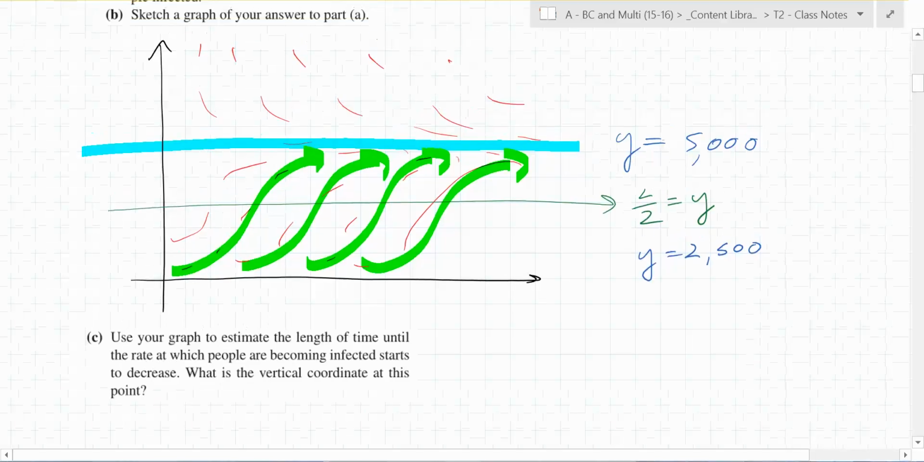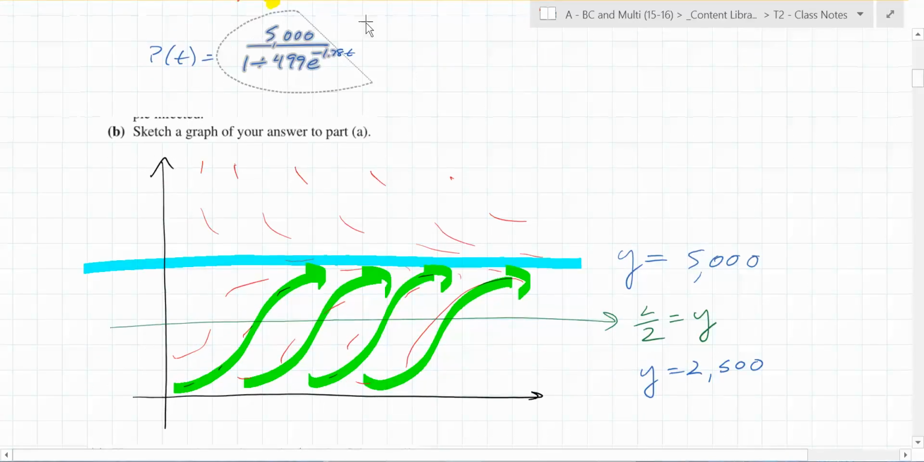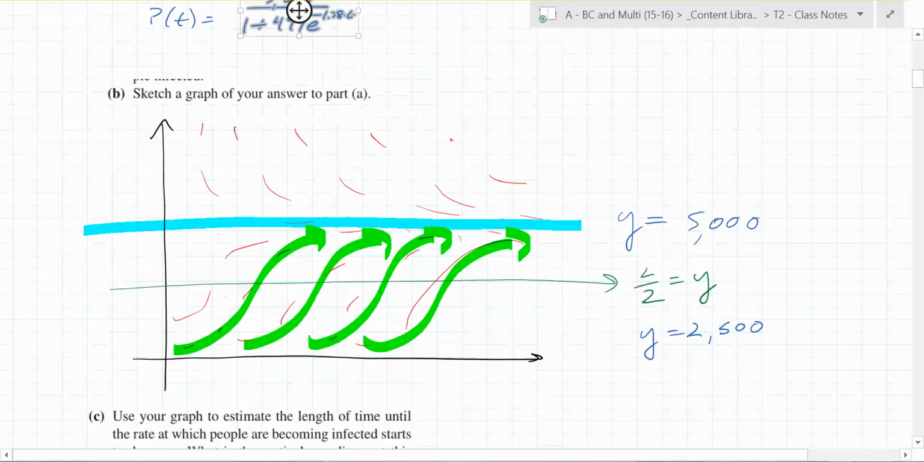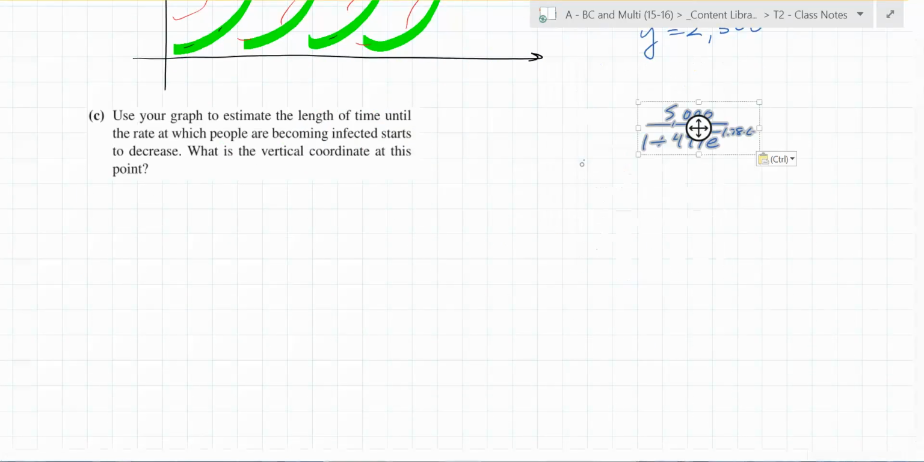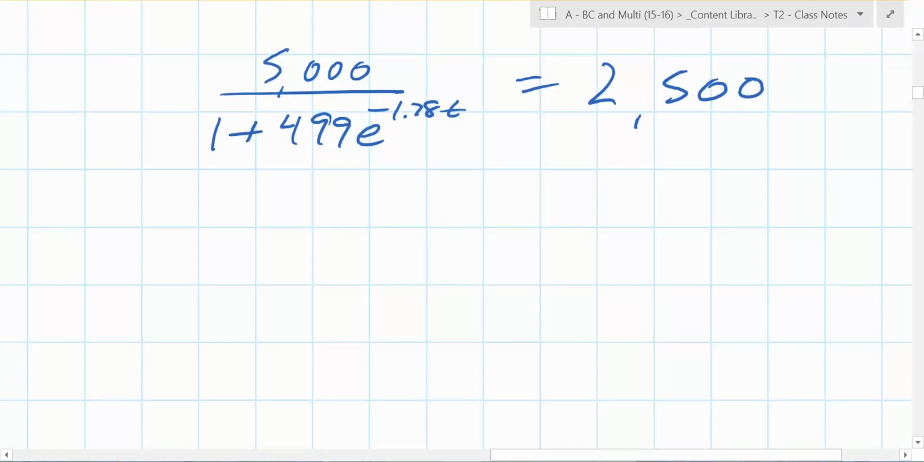Right. So we have a solution. What do you set that equal to? You take this and you set it equal to 2,500. Now, you're going to need your calculator to do that probably, unless you are really sadomasochistic. You solve this right here, right? Make sense?